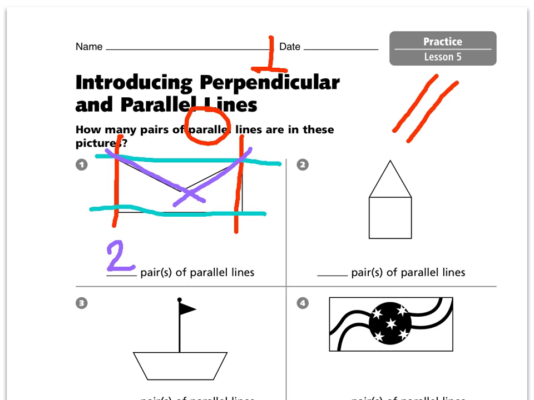Number 2 is a house, and I have a pair here, and then I also have a pair for the top of the house. And then if you look, you can tell that the point to the house is not going to be one. Those are perpendicular lines. So only the purple and the green lines are, which means I only have two pairs.